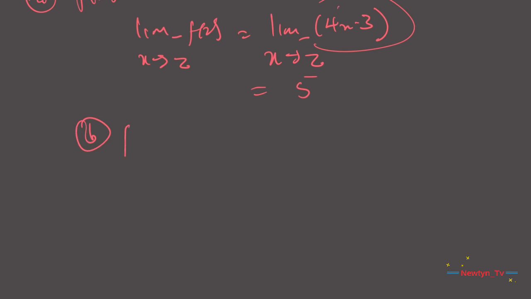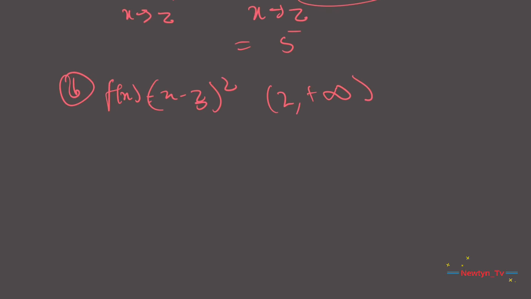Okay, now b, so f of x equal to x minus 2 minus 3 squared for all x in 2 comma plus infinity. Okay, let's replace the f of x in the limit with x minus 3 squared. Then we apply the limit laws. So when we replace that, we should get the limit as x approaches 2 from the right of x minus 3. Then when we put the 2 inside, we should get 1.